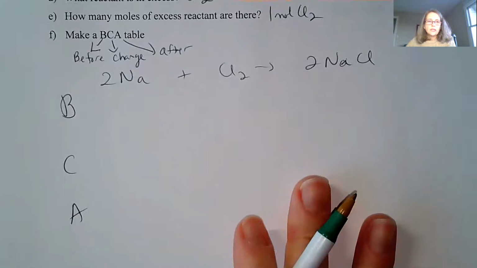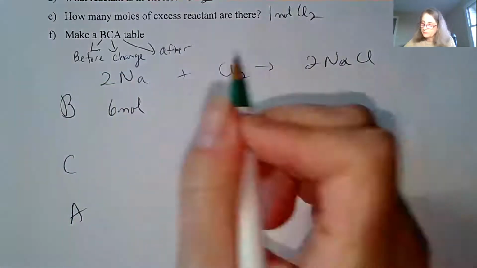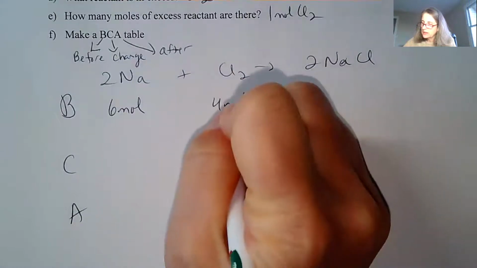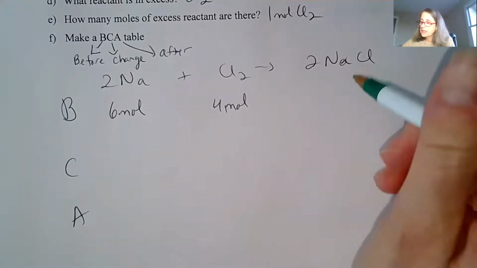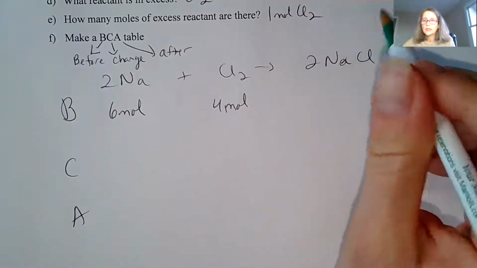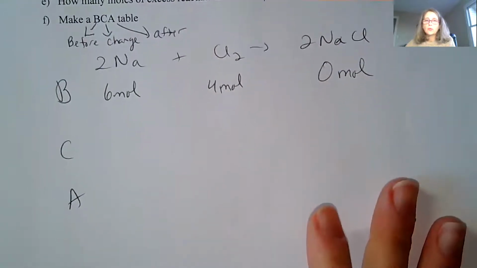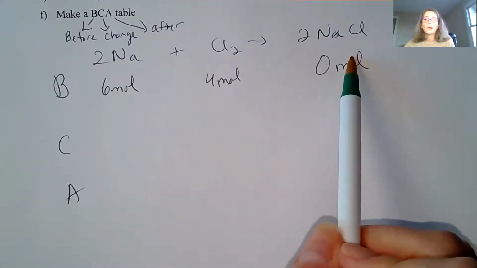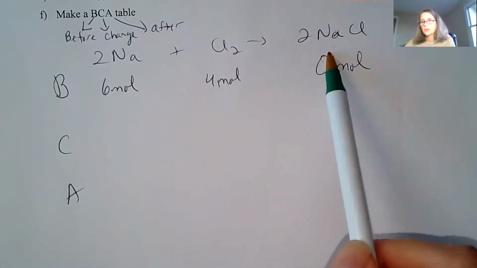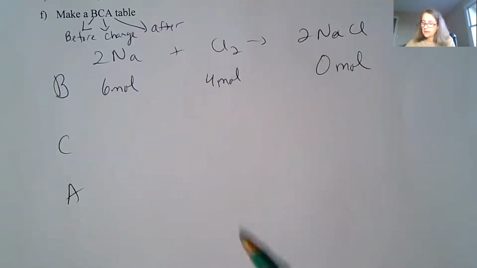All right, so at the beginning of the reaction, I have 6 moles of Na, and I have 4 moles of Cl2. That was given in the problem at the beginning. So at the beginning, I have no product, and that's going to be pretty much the same on every problem that we do with a BCA table: you start with reactants and you have no product. You could also do the opposite. You could start with a product and work backwards, but this is going to be the basic setup.